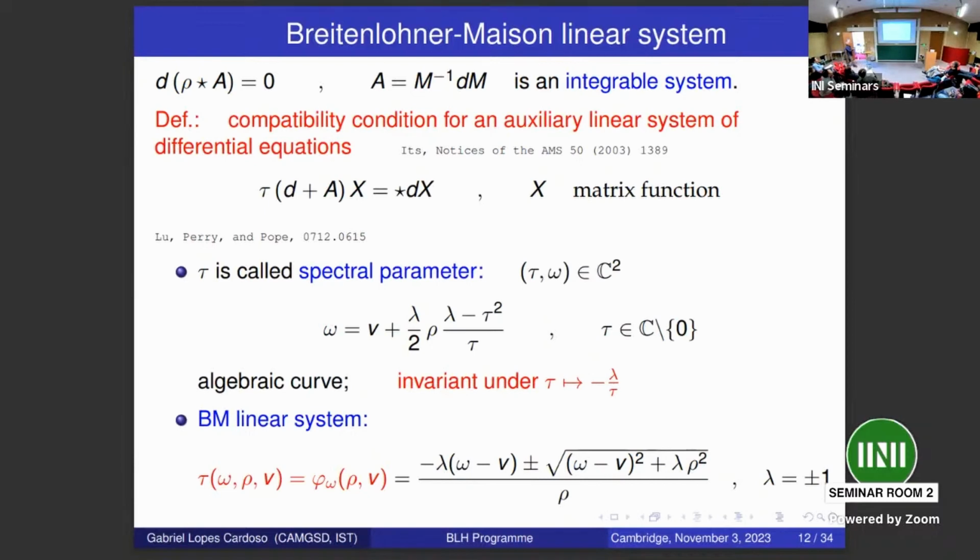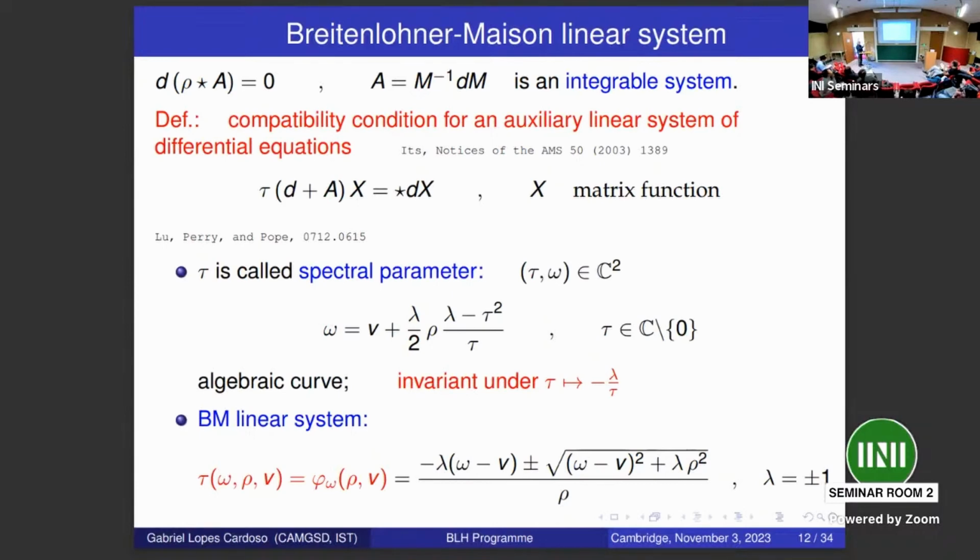So what you see here is a system of first order differential equations. They're only first derivatives here. It's a system of first order differential equations for an auxiliary object called X. This is a matrix function, but again, its entries depend on rho and V. And what you see here is that there is A as an input into the system. So A is what you seek.